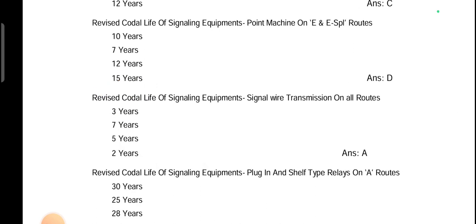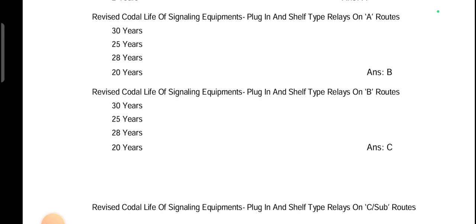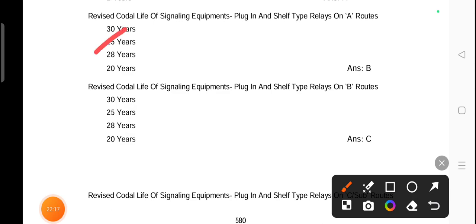Revised total life of signaling equipment plug-in and self-type relays on A routes, 25 years. Revised total life of signaling equipment plug-in and self-type relays on B routes, 28 years.